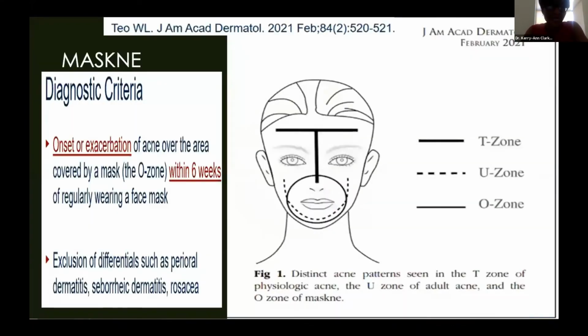So the last topic we'll be discussing will be maskne, and there was a recent publication in the JAD on maskne. They actually came up with a diagnostic criteria, which suggested that this will be onset or exacerbation of acne over the area covered by the mask, which is really your O-zone here, within 6 weeks of regularly wearing a face mask. And you need to exclude other lesions that occur in the O-zone, such as perioral dermatitis, before you decide that the diagnosis is maskne.